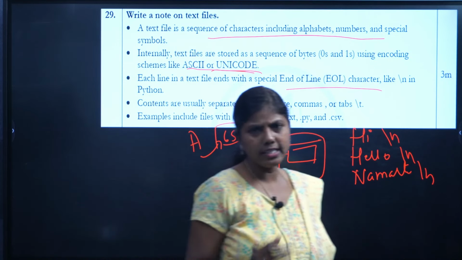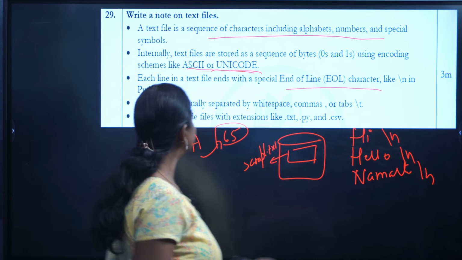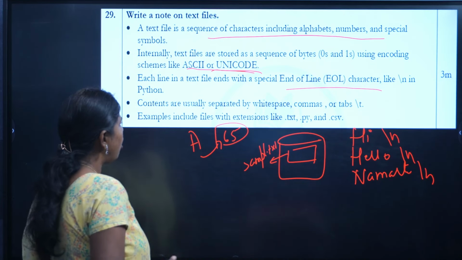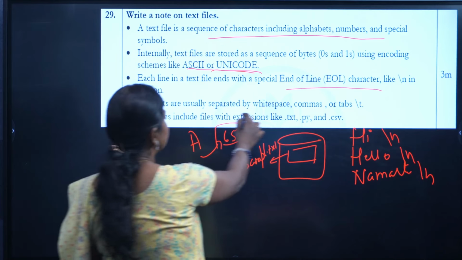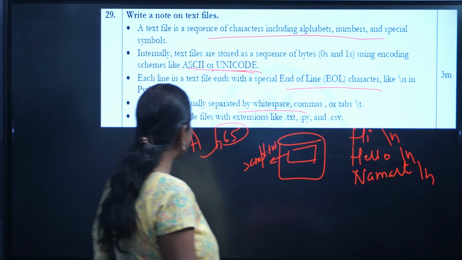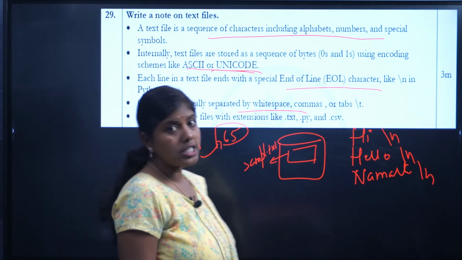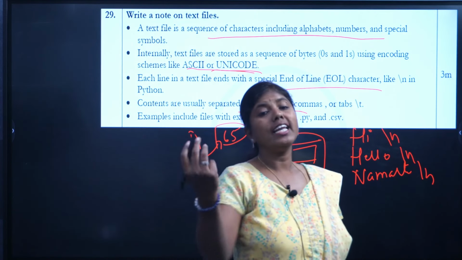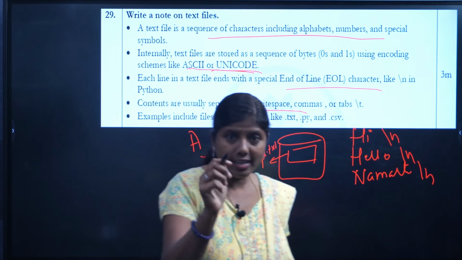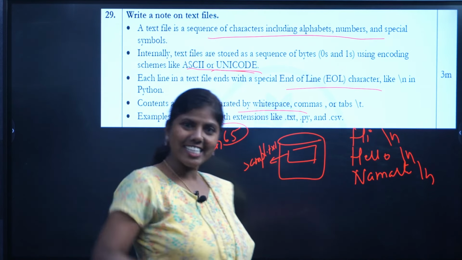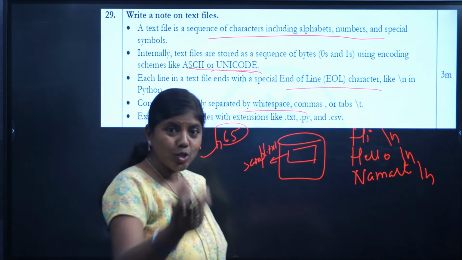End of line. Okay, /n is called an end of line, and then the delimiter. So that's what I told you: special characters, separated by space, commas, everything you can have. What are the examples for this text file? It can have some extension like .txt. Do you remember in the previous video?